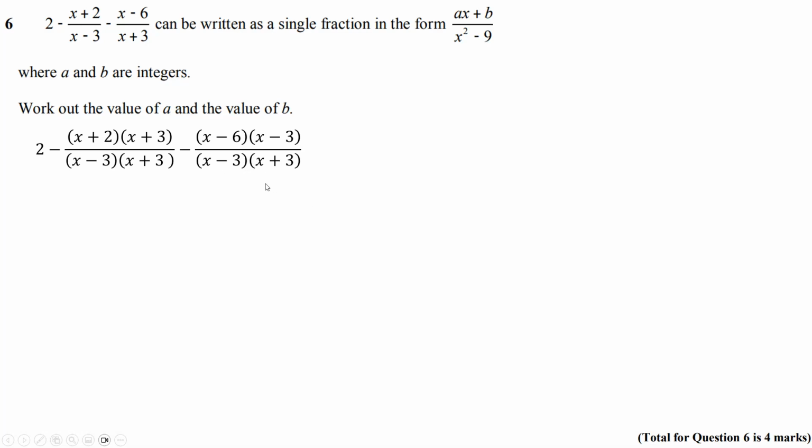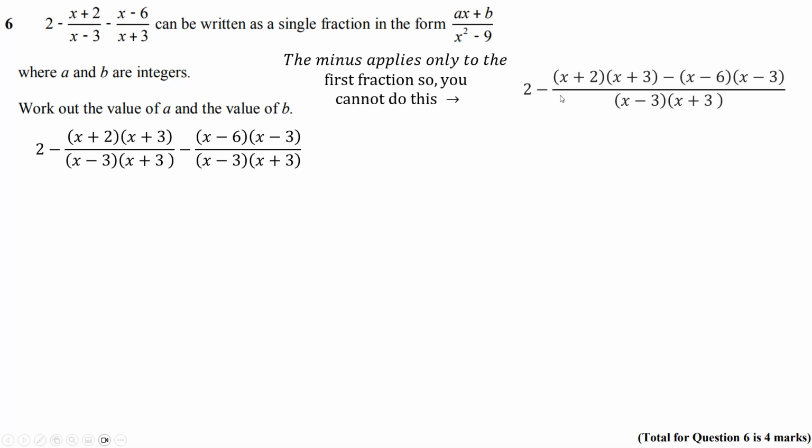And now just be careful, you do not want to put these together because we've got a 2 minus the fraction, and this minus is only applying to this fraction here. Now, I've said here, if you put it together like this, now the minus is applying to the two fractions together, and this is incorrect because that's not what the question wants. So this is wrong. You cannot do this. So if you've gone wrong somewhere and you don't know why, it could be that.